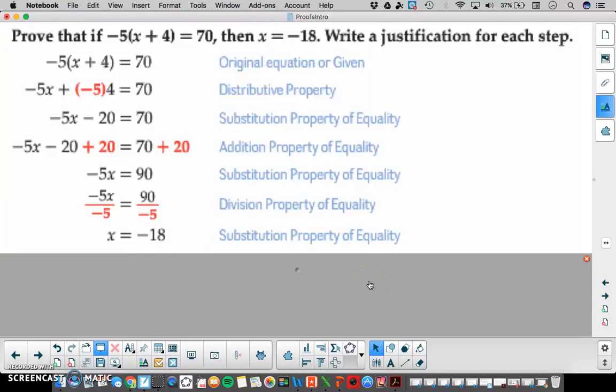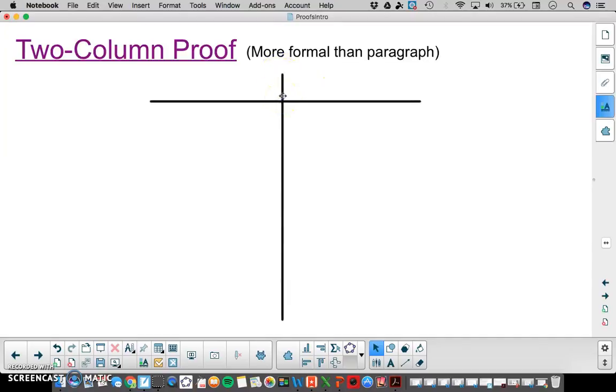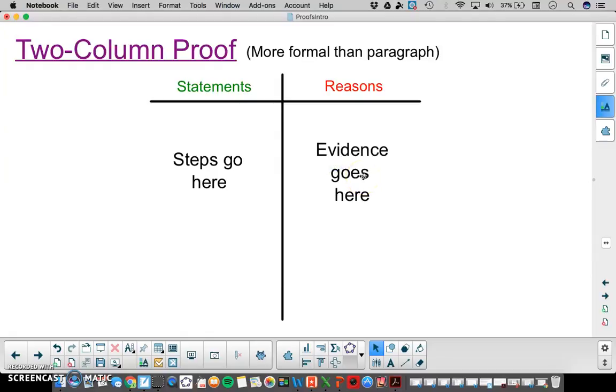If we want to put this in a formal proof, we could use what's called a two-column proof. It's more formal than a paragraph writing it out in words. So we will start out with a T-chart. We'll have a column for statements and a column for reasons. The statements are the steps, or the steps that we're trying to reach our conclusion with. And the reasons are going to be the evidence. Those are going to be the justifications, the properties, and why we said that statement over here.